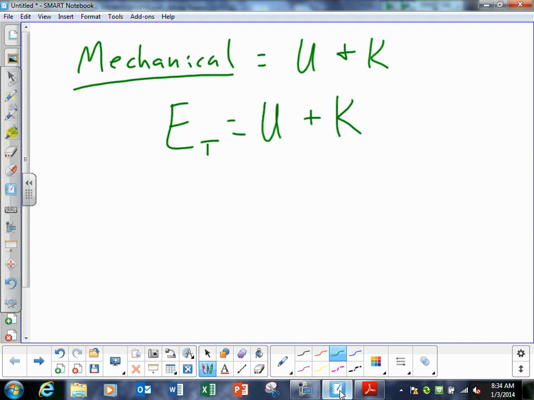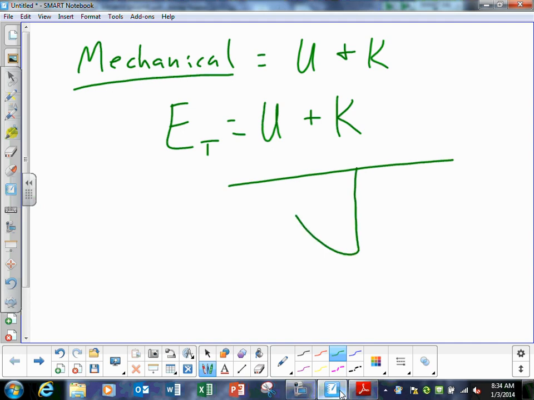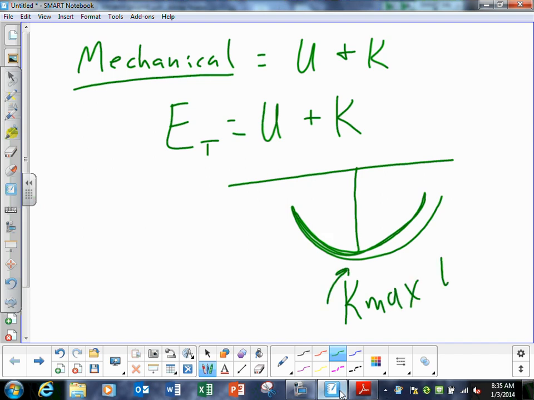Or if you have a swing out on the playground, potential, kinetic, potential, kinetic, potential, kinetic, potential. So kinetic max is always at the bottom. Potential is 0. And then potential max is at the top. Kinetic is 0.